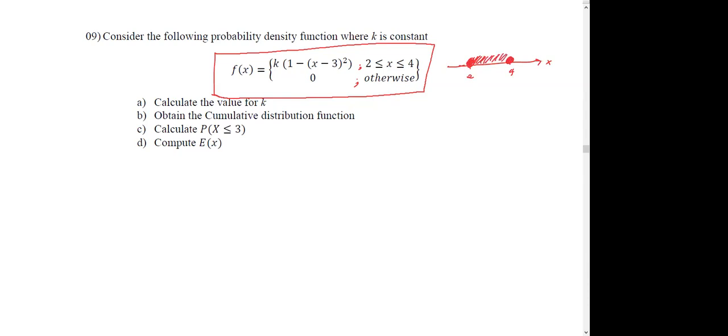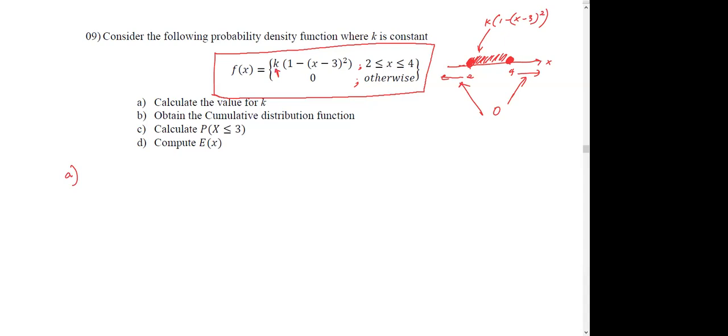This function is k times 1 minus (x minus 3) to the power 2. Whatever is outside, from here to here, the value is 0. That's the idea behind this function: it has a value only in a particular range. Part A, we have to find this k value.